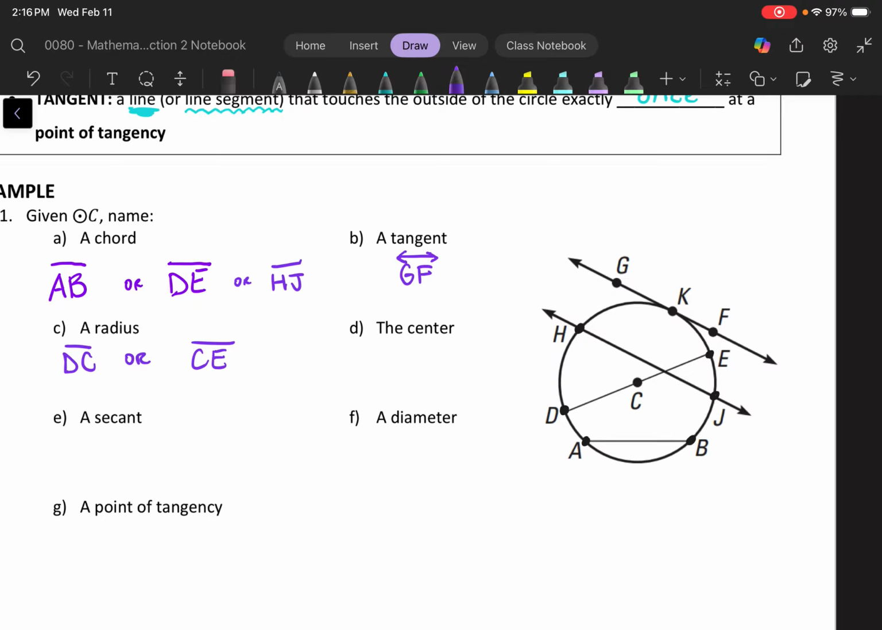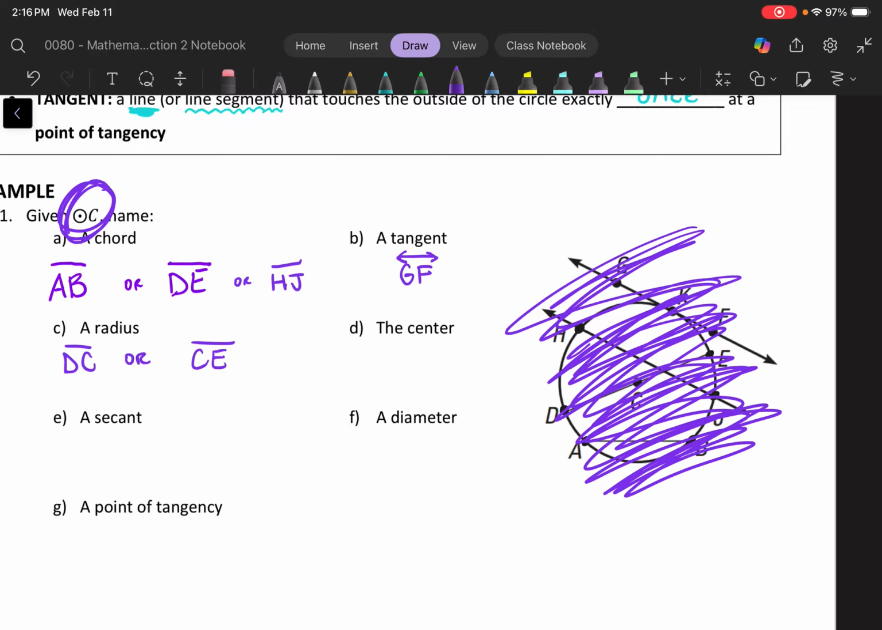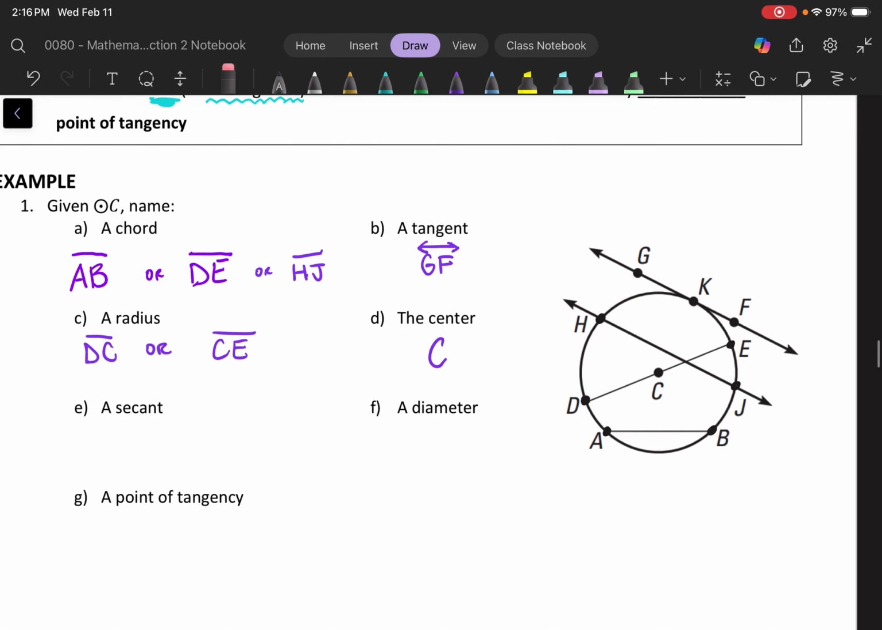Next, it's asking what the center is. Well, even without this diagram, if this was not given to us, we can still figure it out. How? Because of the name of the circle. The name of the circle is truly named because of whatever that center point is. So I know that center is point C. I don't need the picture to confirm that. That's what the name of the circle is based off of. So that's how I know C is the center.